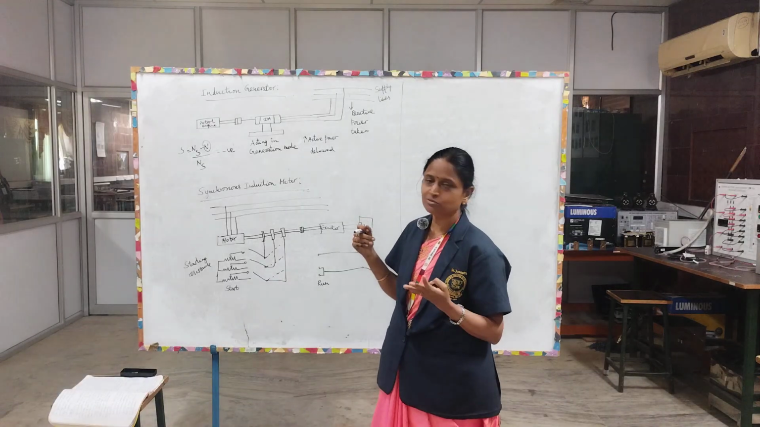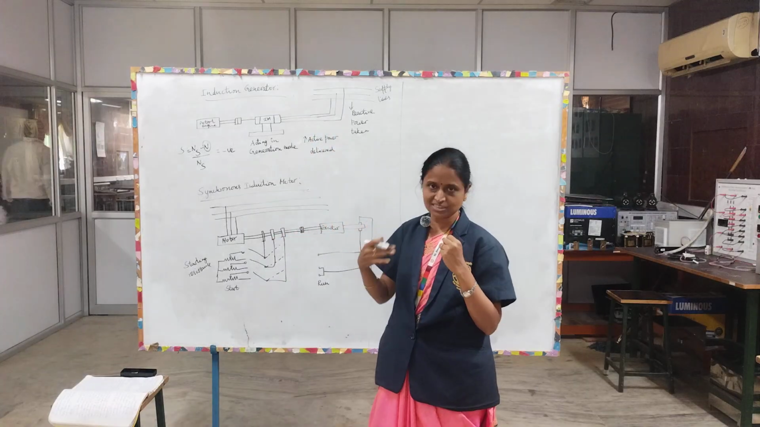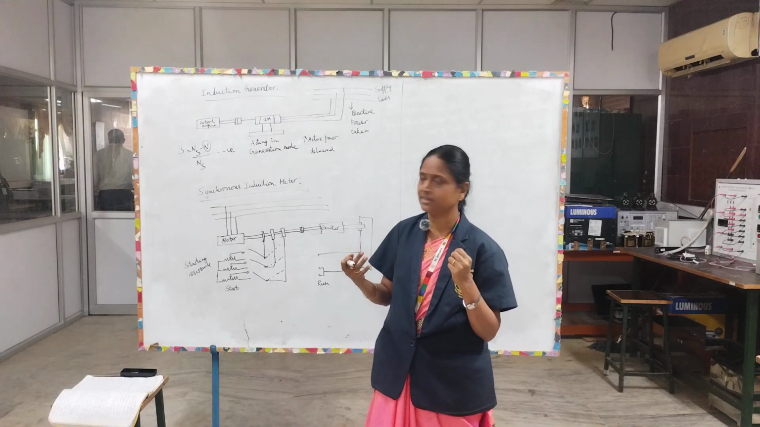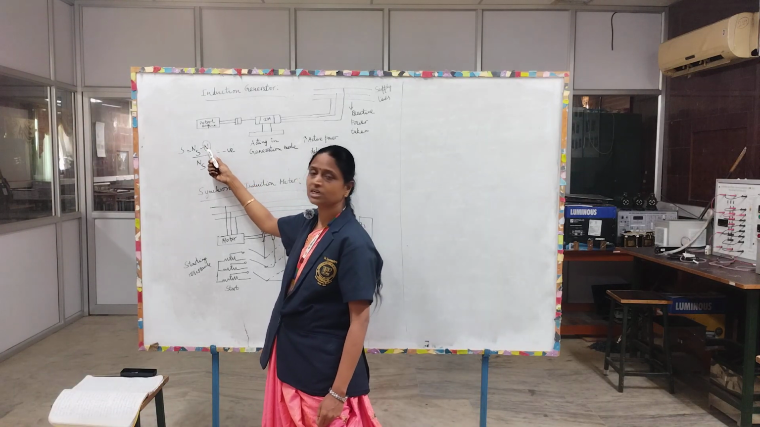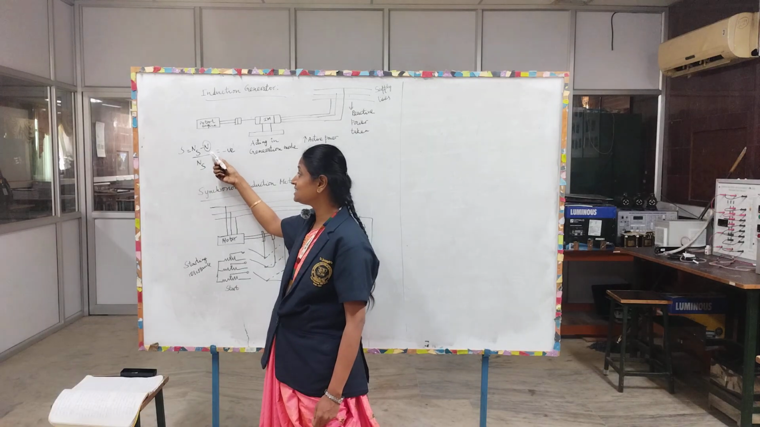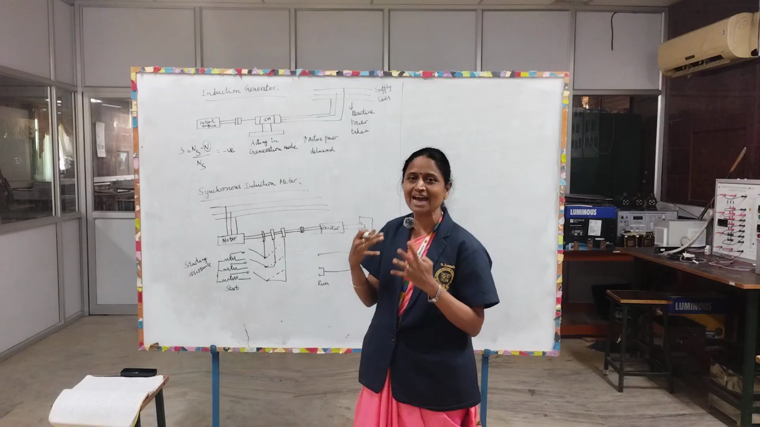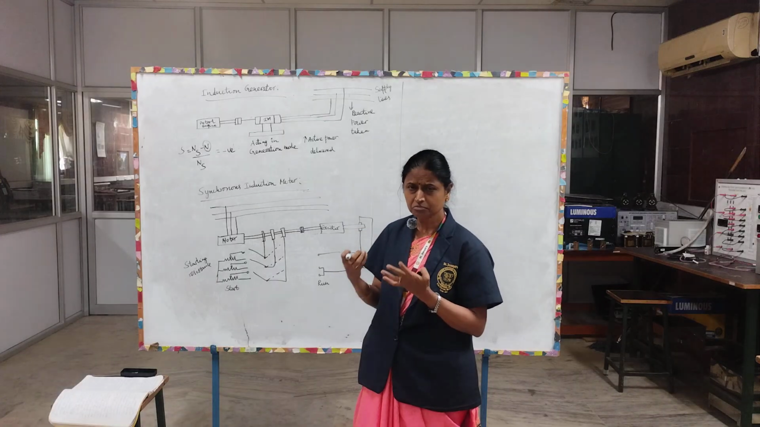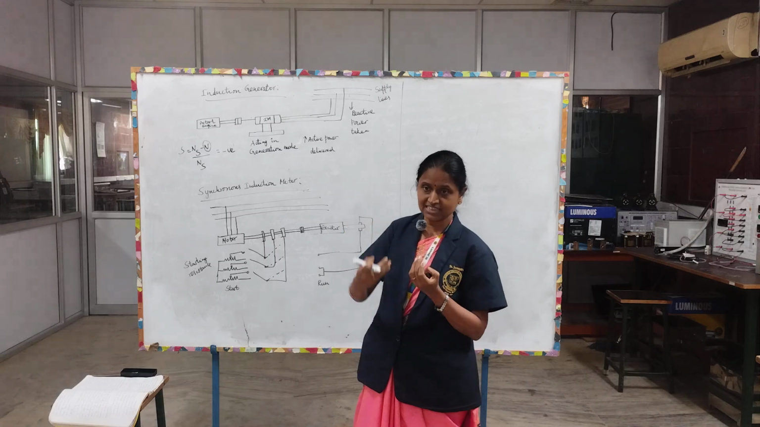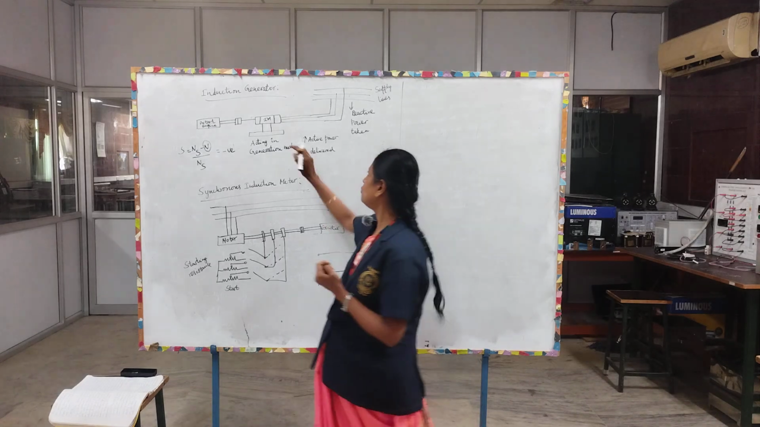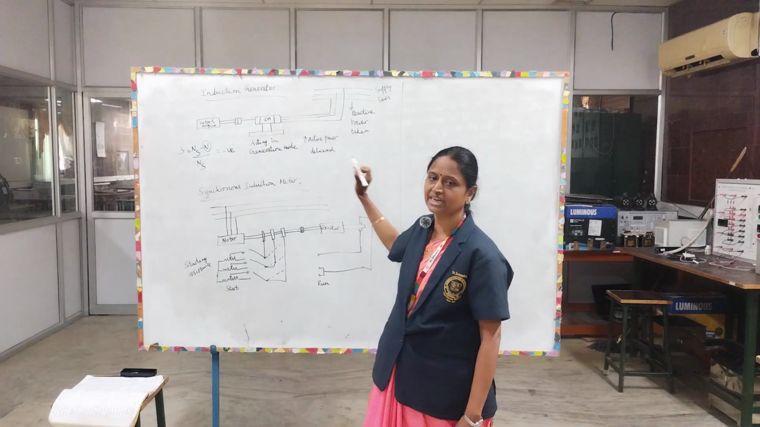When will you get negative slip? When the rotor speed is greater than the stator speed, or the speed of the rotating field. So when the speed of the rotor is more, that is n is greater, at that time the slip will be negative. So the motor acts as a generator. The rotor speed will be greater than the synchronous speed, so the power flows from the load to the supply lines. This is the basic principle behind the induction generator.